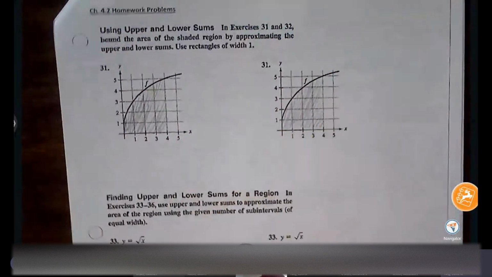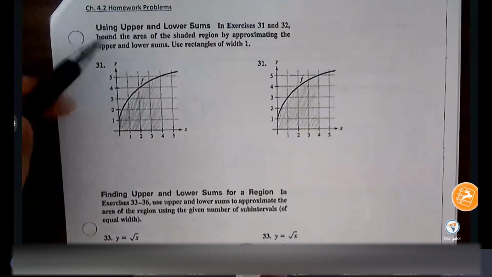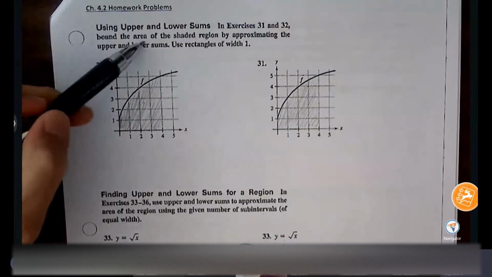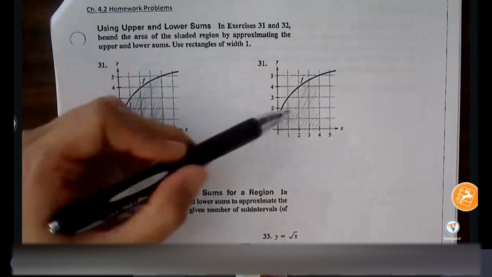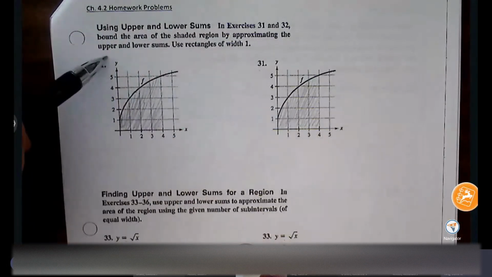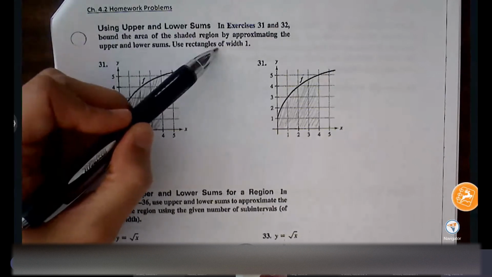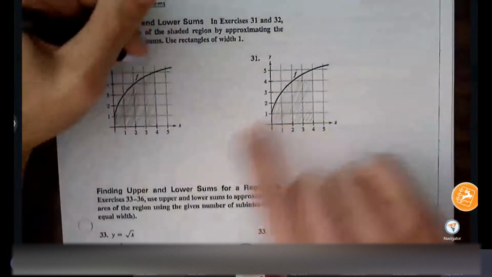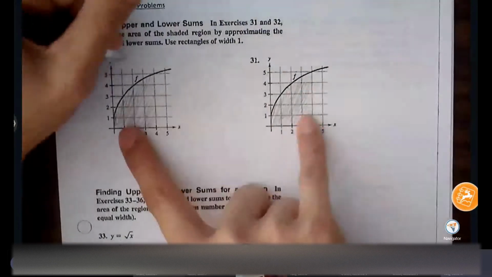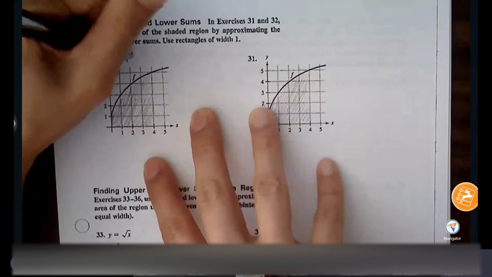Okay, so we're going to practice finding upper sum and lower sum with 31. We're going to find the area of the shaded region. The shaded region didn't come out clearly on my copies here, but we're going to do upper and lower sum using rectangles, and each rectangle has a width of 1. I duplicated 31 so we can have different graphs to do upper sum and lower sum.